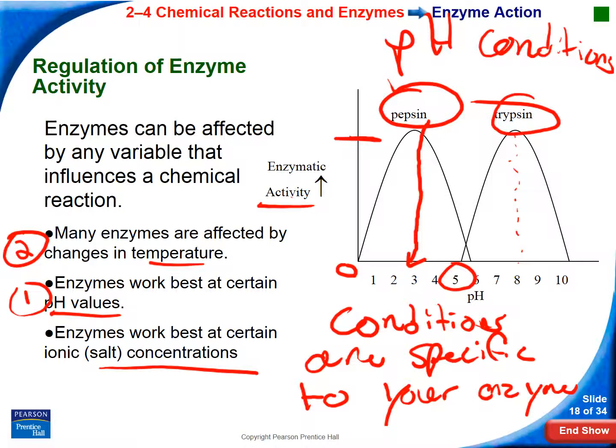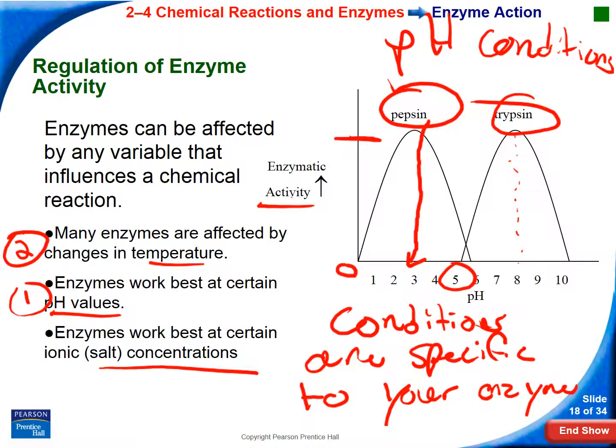So every enzyme has their own set of very specific conditions that they want. That's really important. Conditions are specific to your enzyme. Okay? Super important. Every single one will have a different set of optimal conditions.